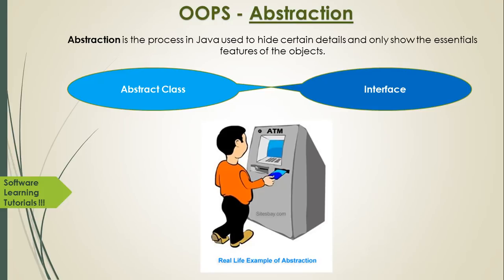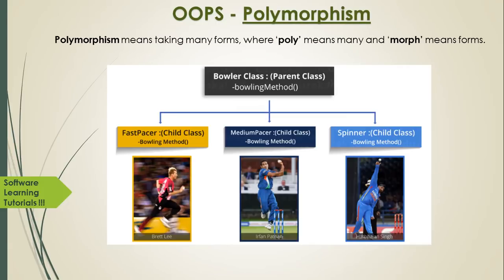Okay, so the next thing is polymorphism. So what is polymorphism? You can see on the screen, poly means many, and morphism means different forms. And this definition we normally remember from college time when we go for the viva.